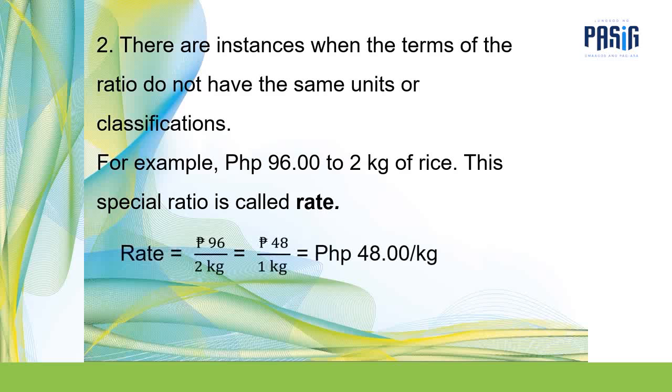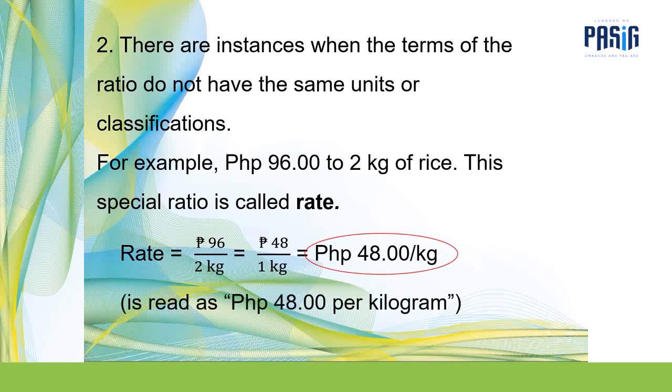So to find the rate, we have 96 pesos over 2 kilograms. If we will simplify it, it is equal to 48 pesos over 1 kilogram. And we write it this way. And this is read as 48 pesos per kilogram. Since rate is also a ratio, therefore it is expressed in lowest term. The only difference is that in rate, the units must be indicated.